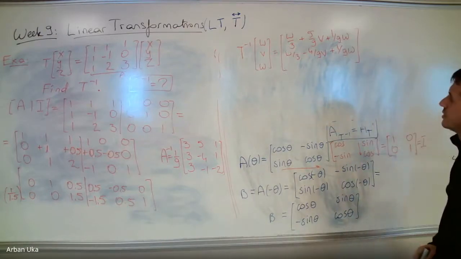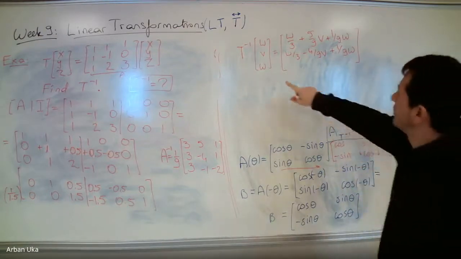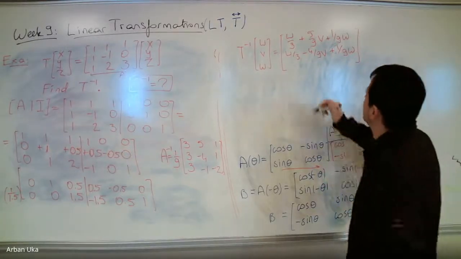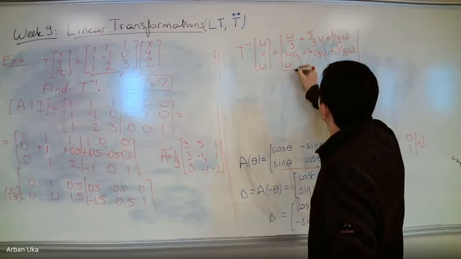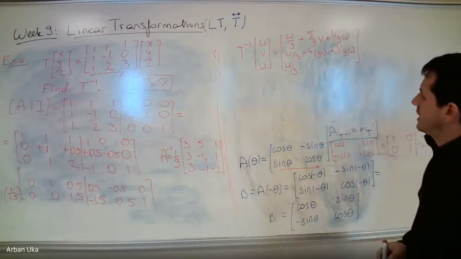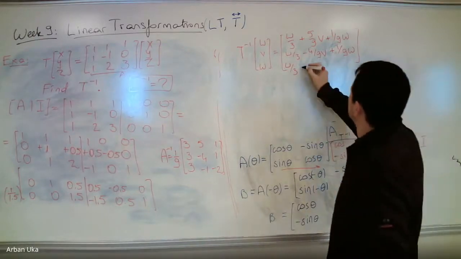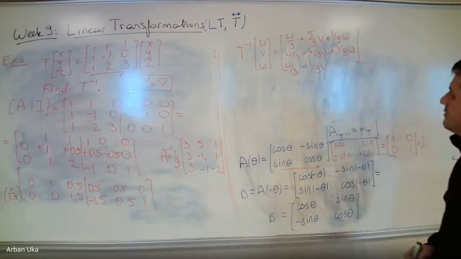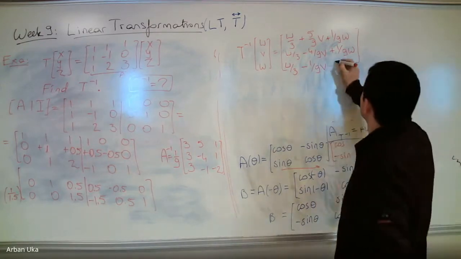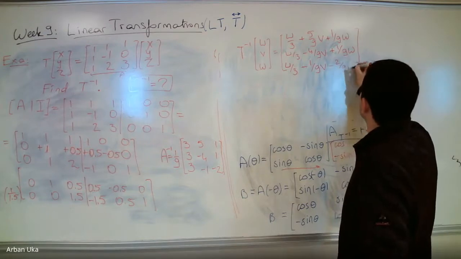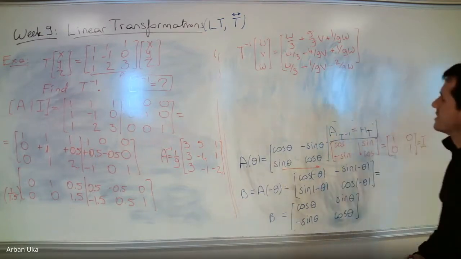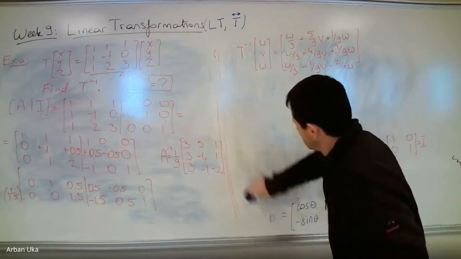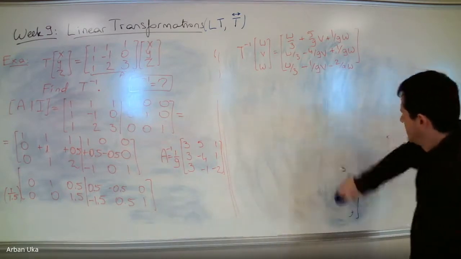The third component of this linear transformation is going to be again u over 3 minus 1 over 9 v minus 2 over 9 w. Okay, so this is the inverse linear transformation T, which we find this way.